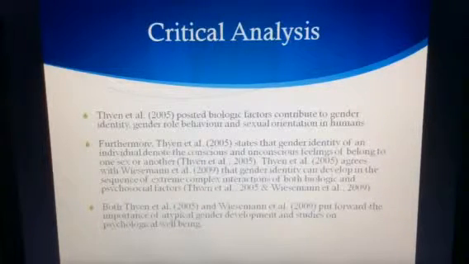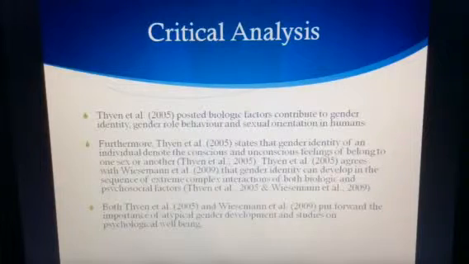The critical analysis. Thien et al. 2005 posited that biologic factors contribute to gender identity, gender role behaviour, and sexual orientation in humans. Furthermore, Thien et al. 2005 states that gender identity of an individual denotes the conscious and unconscious feelings of belonging to one sex or another.